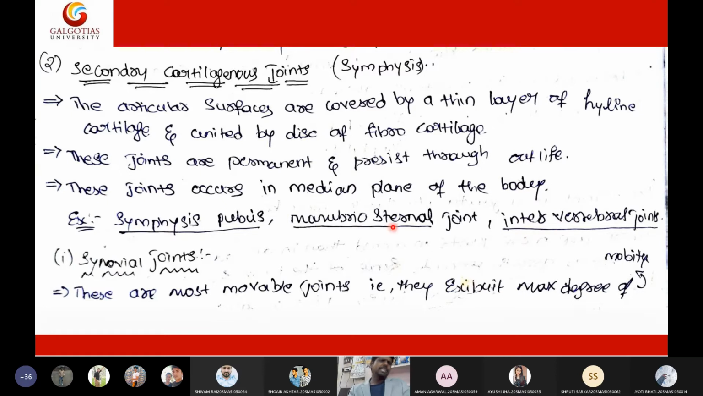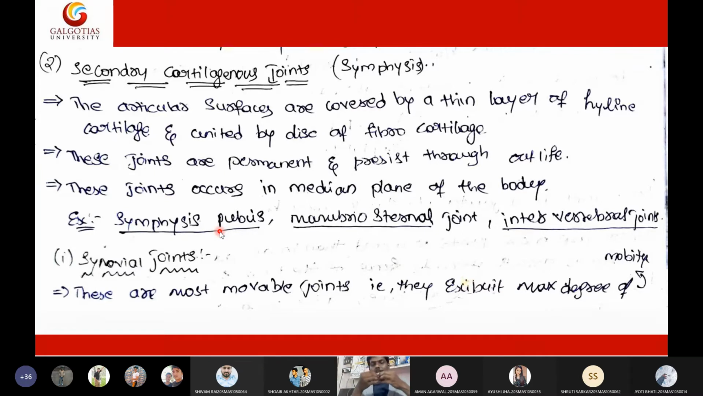Then the last one is symphysis pubis. I will give an example very simply. You know the hip bone. We have two hip bones, one right hip bone and one left hip bone. These two hip bones in the front are connected with some inward notch like this. Here these front two are connected by a cartilaginous joint, and this joint is very essential for women especially.